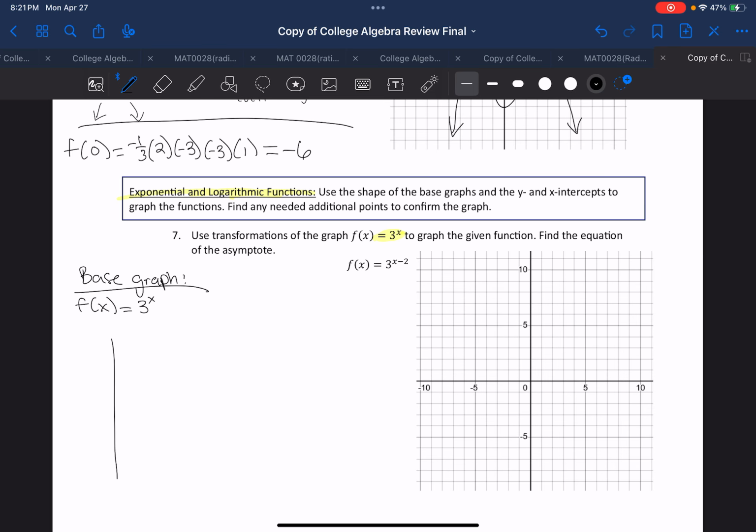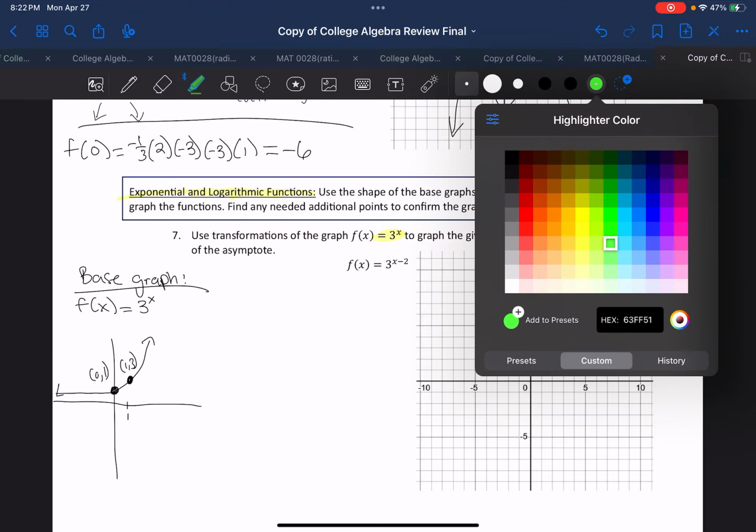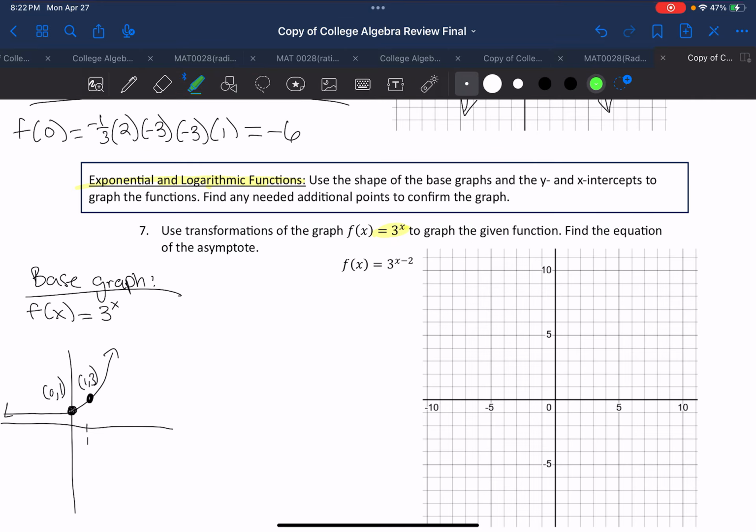So if we remember, the exponential function is going to look like this, which always goes through the point (0, 1). And that would be (1, 3) right here. If I plug 1 in for x, that would give me 3. And then this function here, f of x equals 3 to the x minus 2 power, is just subtracting 2 from that x. So that is a horizontal shift.